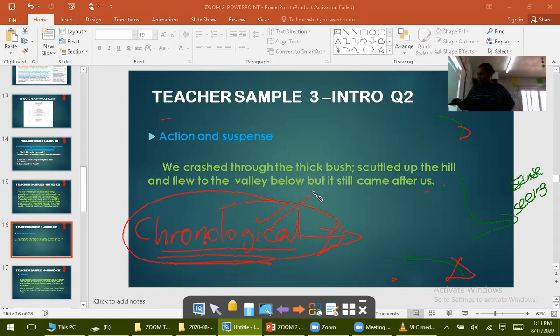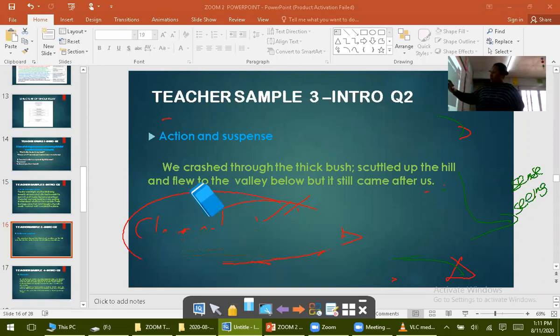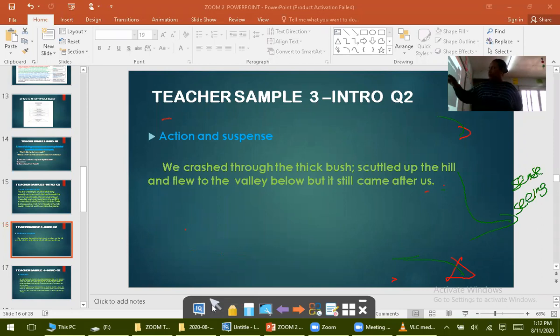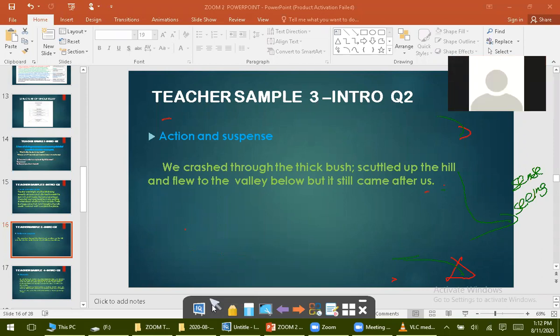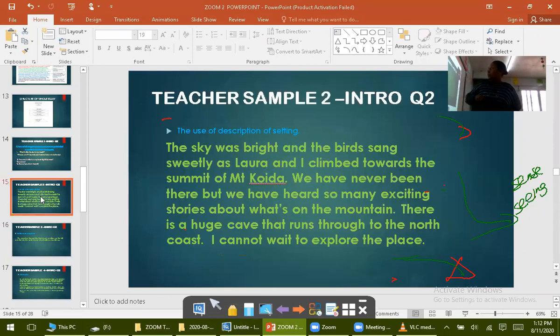So what's the reason why we have to do that? What's the reason why we have to create our introduction differently? To capture the reader's attention. Good, to capture the reader's attention. In this case, who is going to be your reader? The marker. So the marker can get a good impression of what it is you have presented.